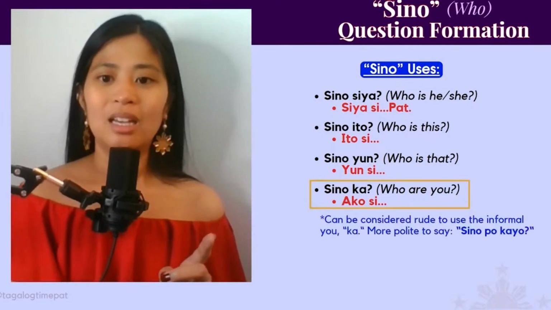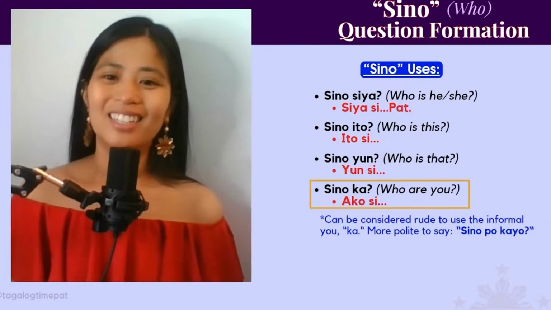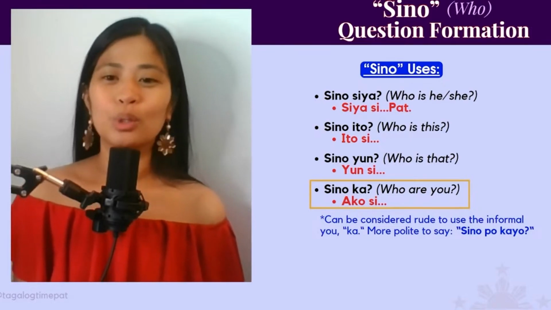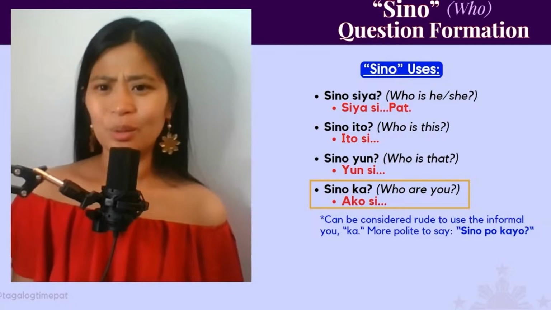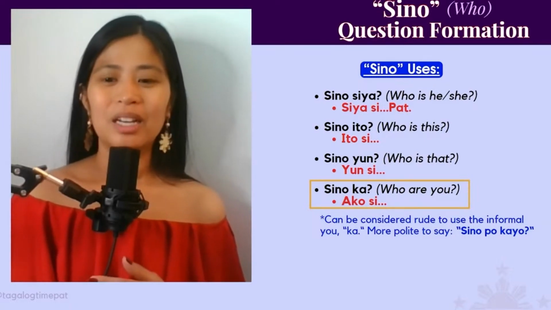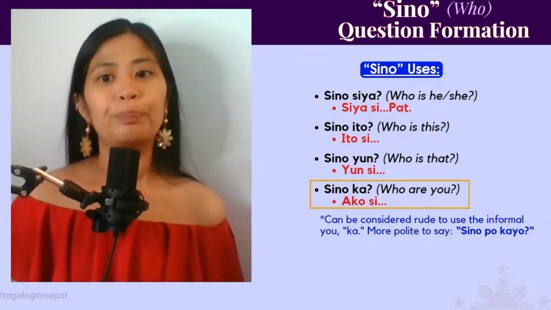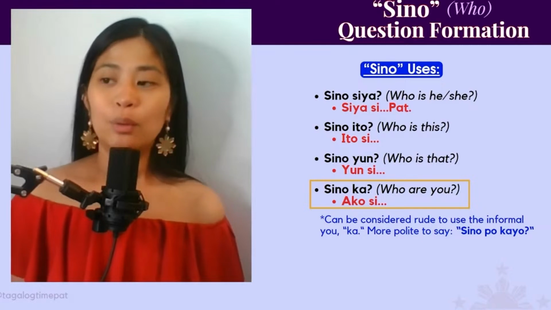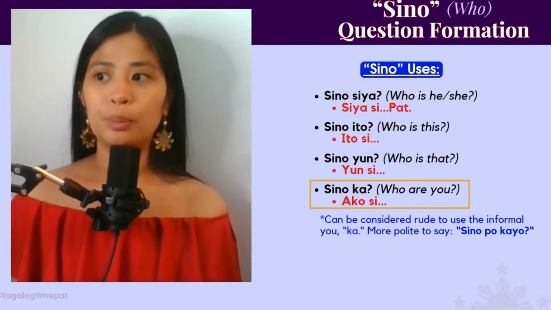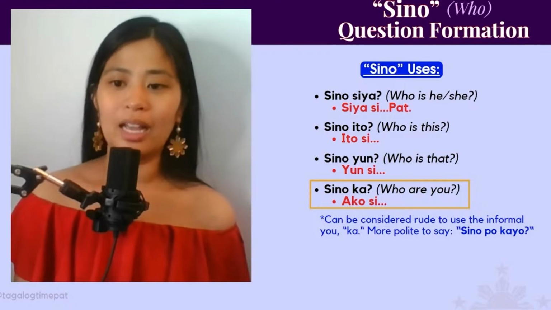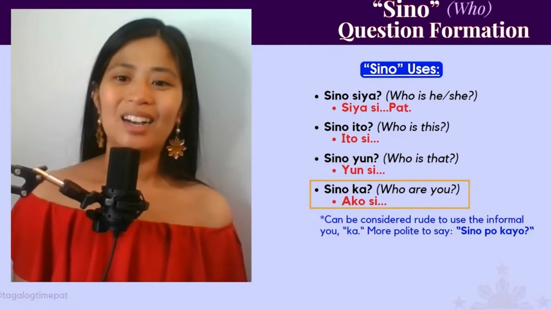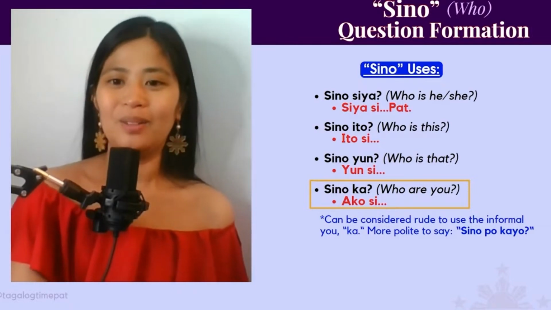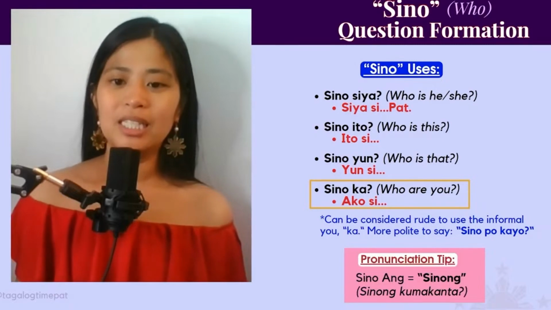Now, I do want to say, you really shouldn't say sino ka if you want to be polite. Sino ka is kind of rude or just a little blunt. Like, sino ka? Who are you? So it would be more polite to say, sino po kayo? For one thing, add po to be respectful. And then when you're adding po, you have to use the plural you pronoun. So kayo, sino po kayo? That's a lot more polite instead of saying sino ka. If you want to ask, who are you again? Sino po kayo?